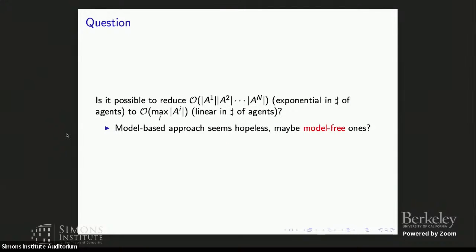So the natural question arises: is it possible to reduce the complexity, which could be exponential in the number of agents, to the case where it might be linear in the number of agents? The model-based approach seems hopeless, although it is tight in some other problem dependencies, but it seems not in terms of this action dependence. Maybe we should resort to some model-free method to address this issue.